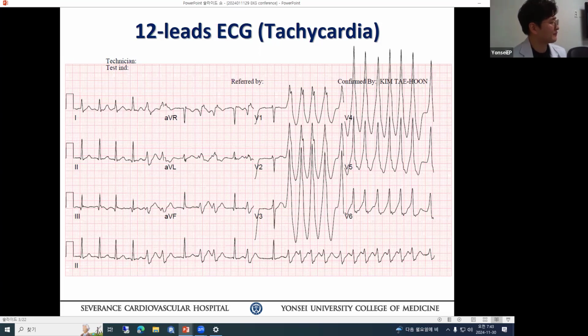Because in those people, AV nodal conduction is very flexible. But we need to be careful.